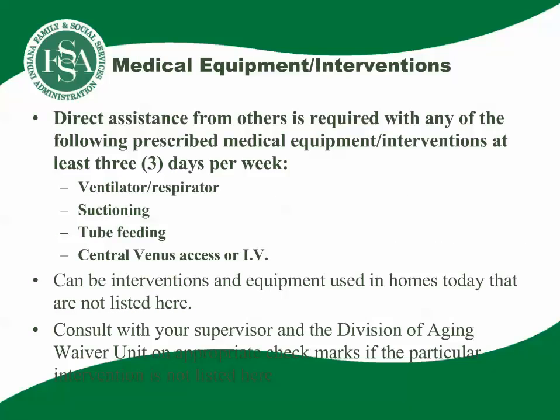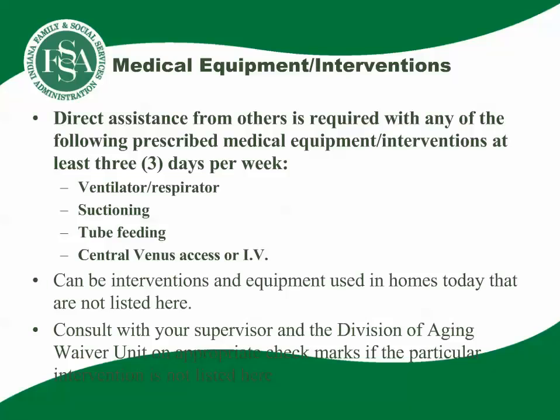When we look at the item referring to medical equipment and interventions, again, the e-screen is very specific that it's looking for direct assistance from others required with any of the following prescribed medical equipment and interventions at least 3 days per week. And items like ventilator, respirator, suctioning, tube feeding, central venous or IV are listed here. This is kind of an incomplete list of the sorts of medical interventions that frequently occur in our homes.